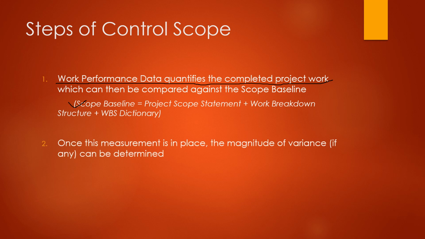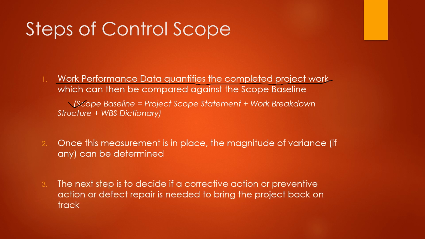Now, once this measurement is in place, right? Once you have this measurement, once you have this assessment, the magnitude of variance, if there is any variance, that can be determined, right? So let's say when you are doing this, for instance, let's say you realize that you have completed 20% of the project work. Then you look at your scope baseline and you realize, well, you should have actually completed 40% of the project work. So you're 20% behind. So there's a variance of 20% here. So that is step number 2. You determine what is the variance.